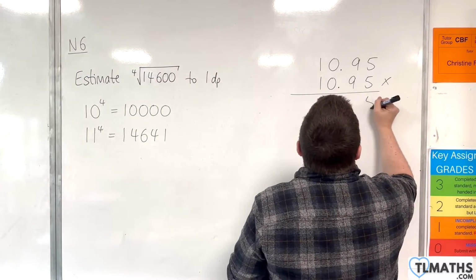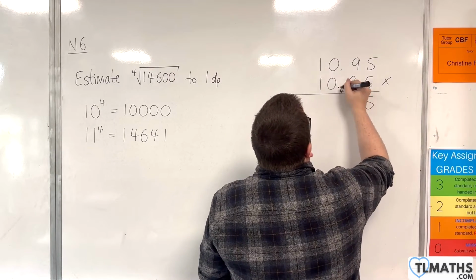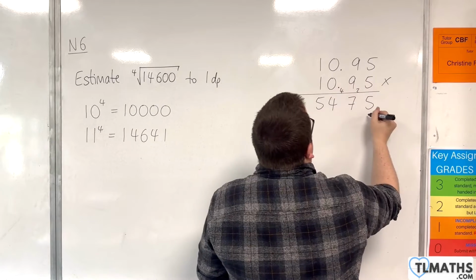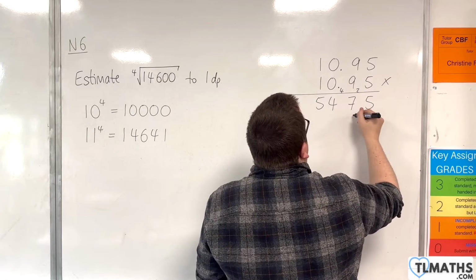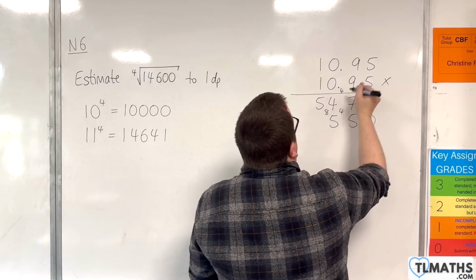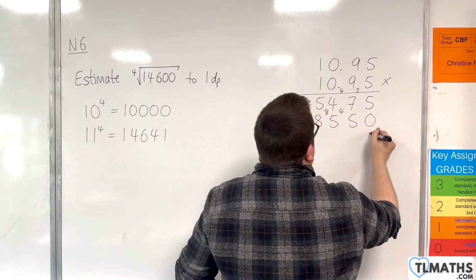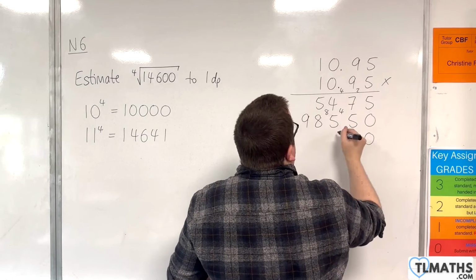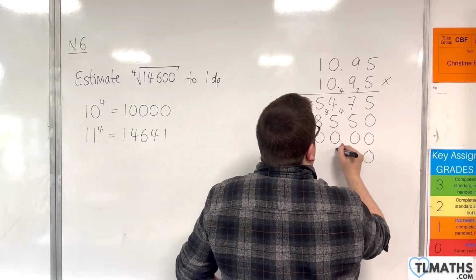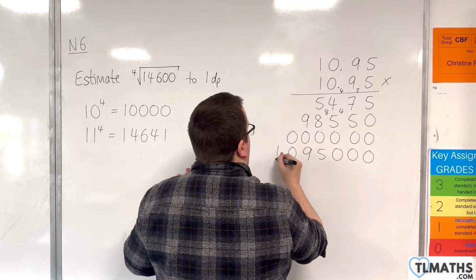So 5 5s are 25. 9 5s are 45 plus the 2, 47. 0 times 5 plus the 4. 1 times 5 is 5. Bring in a 0. 9 5s are 45. 9 9s are 81 plus the 4 is 85. 0 times 9 plus the 8. 1 times 9. Bring in 2 zeros. 0 times each of those. 1, 2, 3, 4. Bring in 3 zeros.